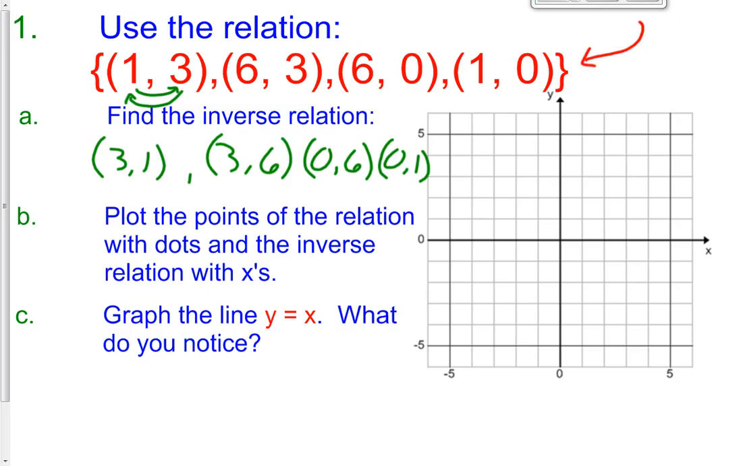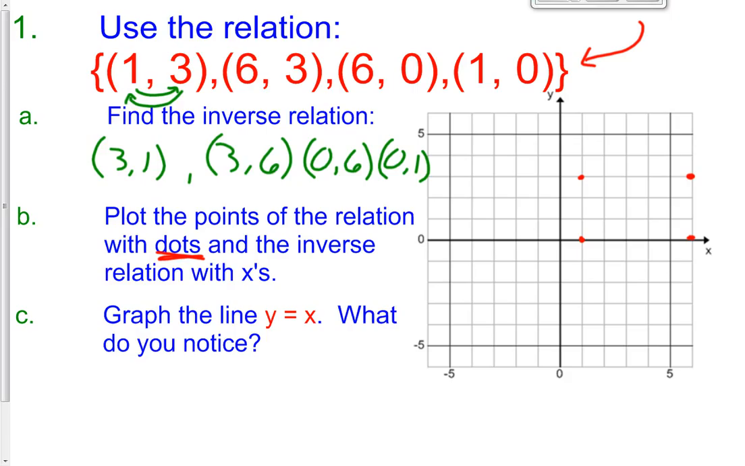So let's put this, it tells us to put the relation with dots. So let's plot these points with dots. Go right 1 up 3, put a point. Go right 6 up 3. Right 6 up 0, and right 1 up 0. So we have those 4 points for our relation.